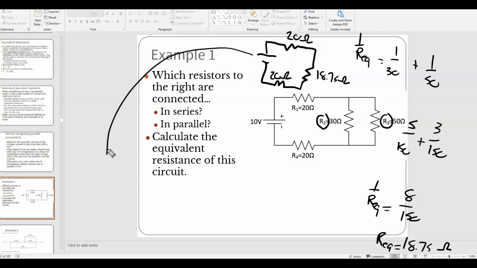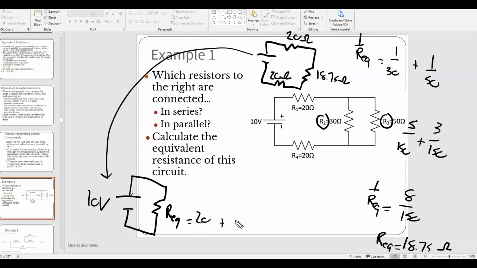I can take it one step further and simplify down to this, where this is my total REQ. This is 10 volts. And here REQ, if I just add these three in series, I get 20 plus 18.75 plus 20 equals, let's see, 58.75 ohms. Okay, so in other words, the overall equivalent resistance of the circuit is 58.75 ohms.